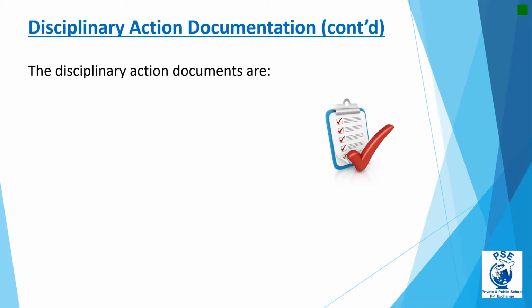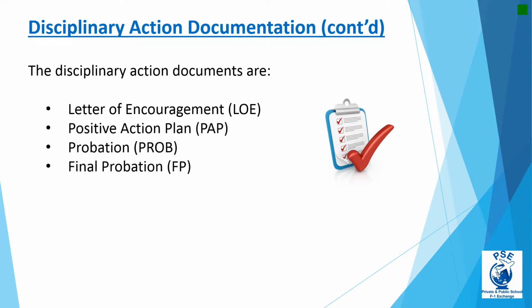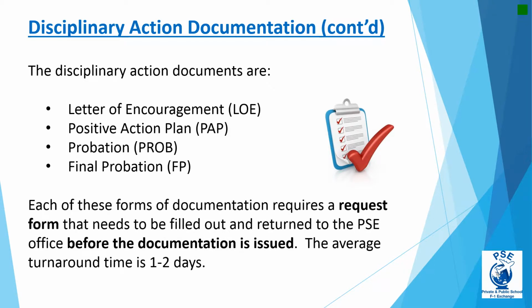The disciplinary documents used by PSE include letter of encouragement, positive action plan, probation, and final probation. Each of these forms of documentation requires a request form that needs to be filled out and returned to the PSE office before the documentation is issued. The average turnaround time to get the disciplinary documentation back from the PSE office after submitting the appropriate request form is 1 to 2 days.